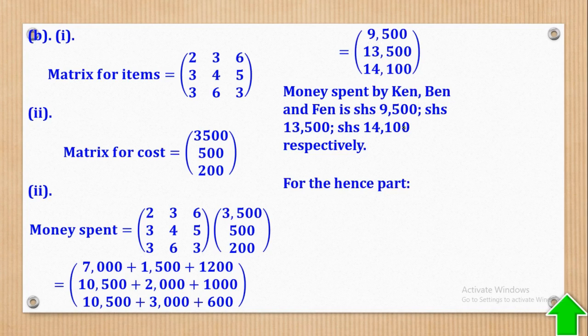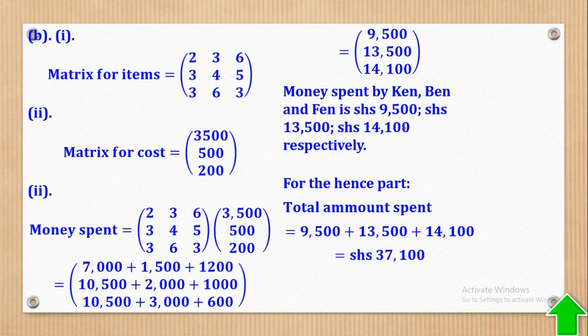Now for the hence part, they wanted you to get the total amount spent. Therefore, you shall come and add all the 3 to come up with that amount. So these are the total amount spent.